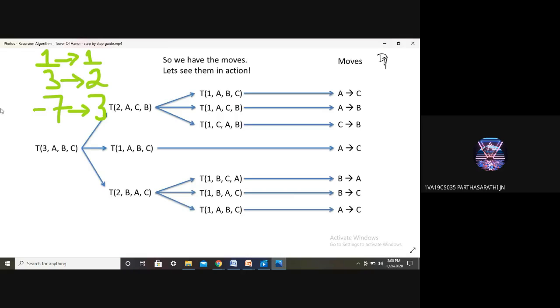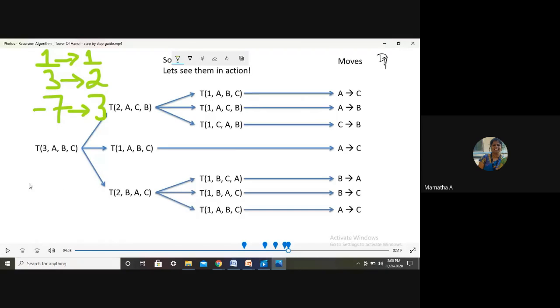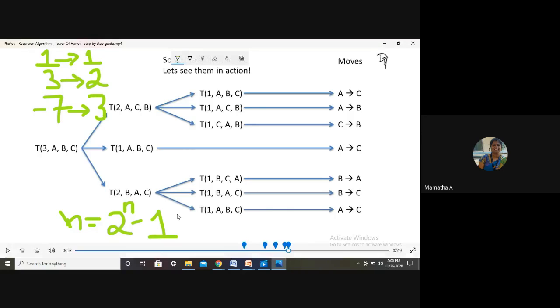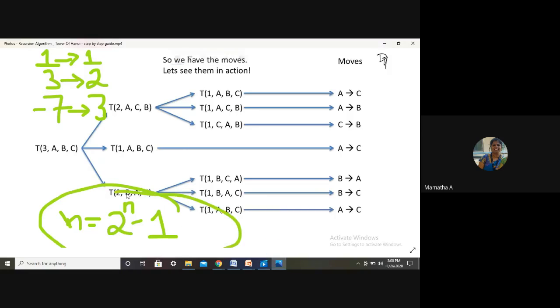So now, in general, if I have n disks, then how many moves? 2 to the power n minus 1. This is a commonly asked viva question in your exams. So if you have n disks, the number of moves will be 2 to the power n minus 1.